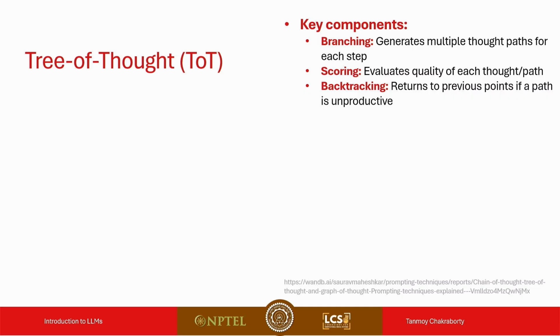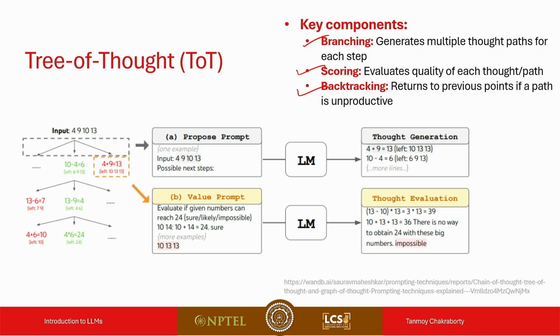Okay, so here you need three components. One is called branching, other is called scoring, other is called backtracking. So the branching module is responsible for deciding whether I should branch, I should split it into different branches or not. Scoring module evaluates a particular branch, and then there's a module called backtracking. It decides whether I should backtrack to the previous node, and then I should further branch out or not. Let's look at this example.